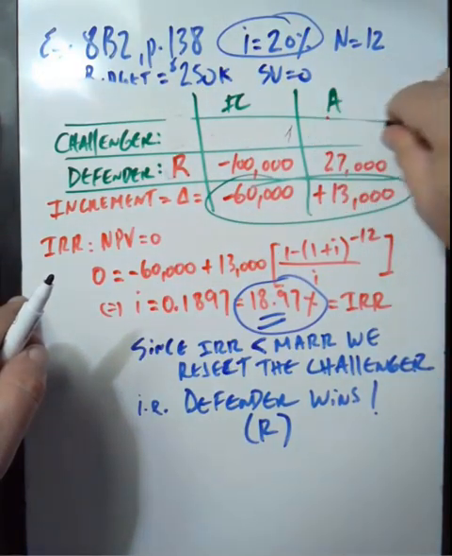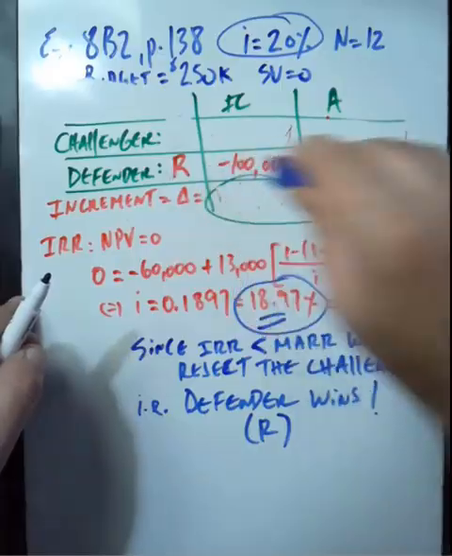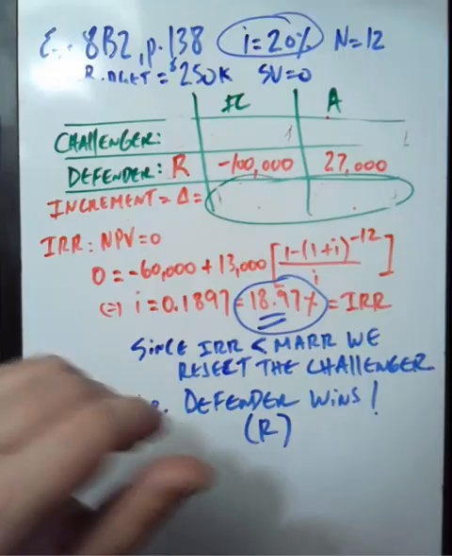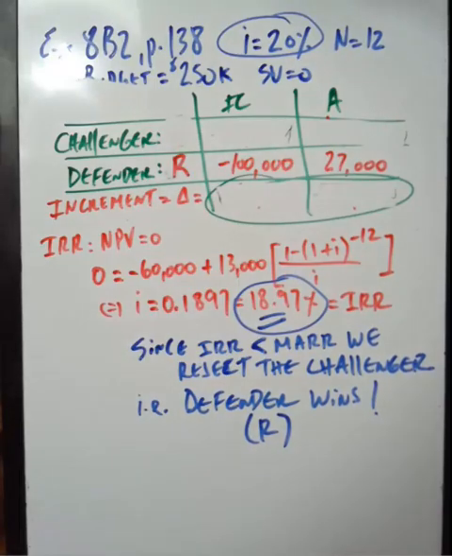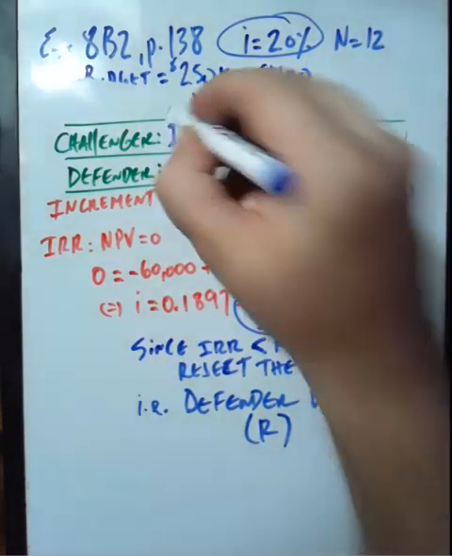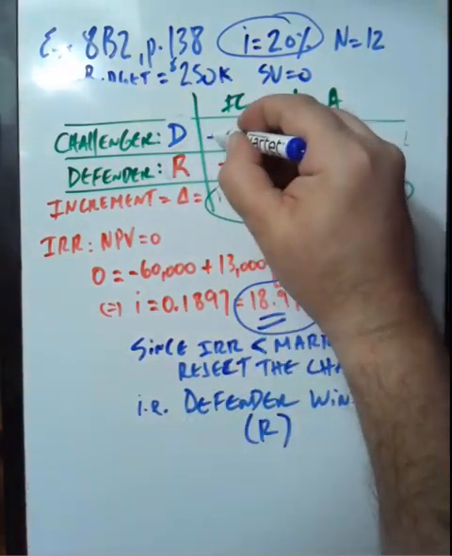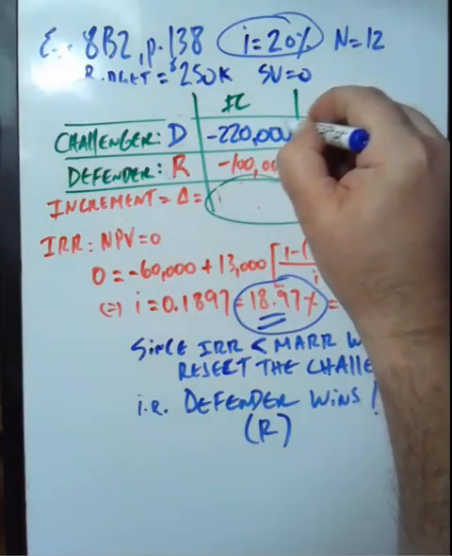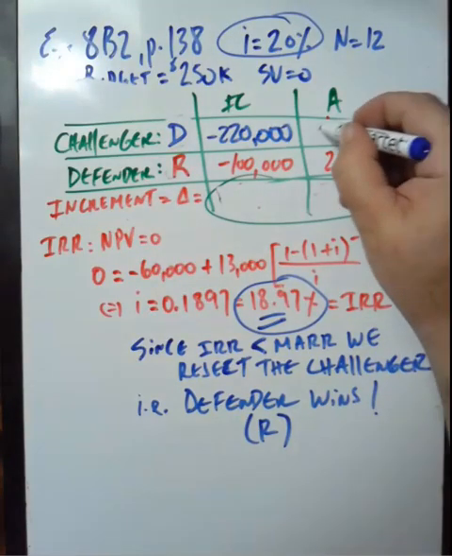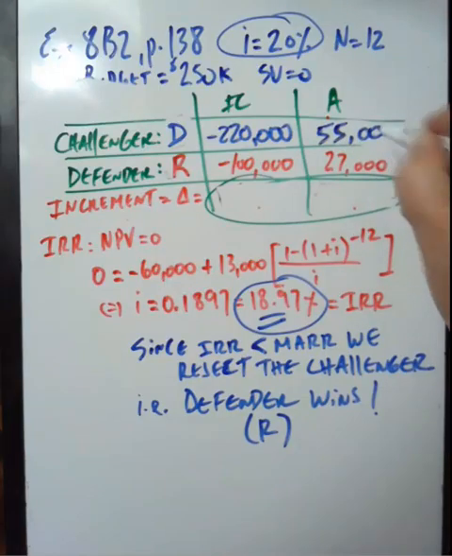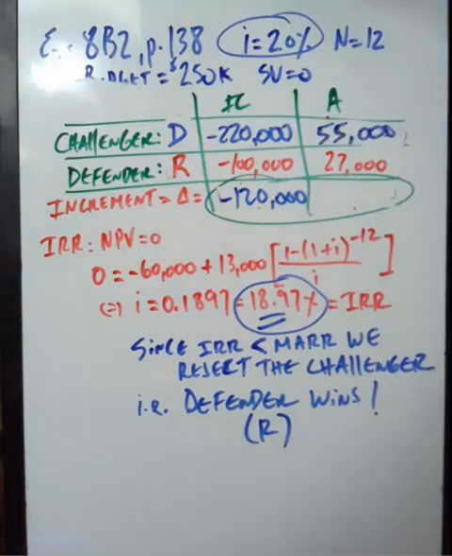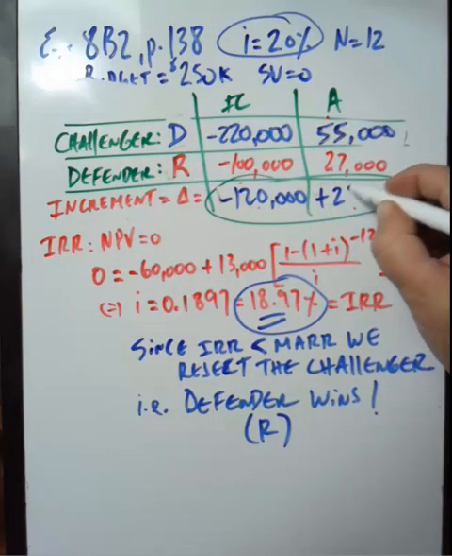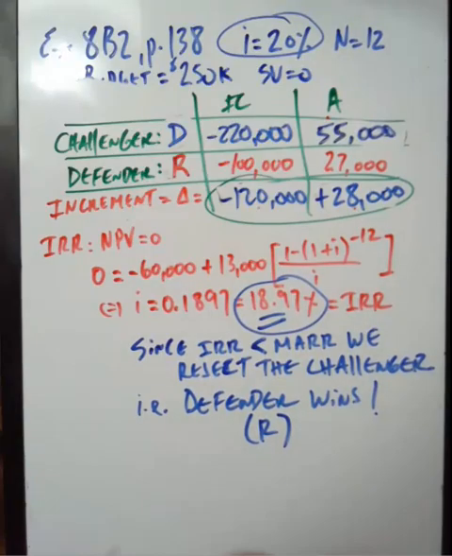but the challenger changes. And let's look at the cash flows from the challenger. That's the deluxe alternative, which requires an investment of $220,000 for an annuity of $55,000. Therefore, is the extra $120,000 worth it for the extra $28,000 in annuities?